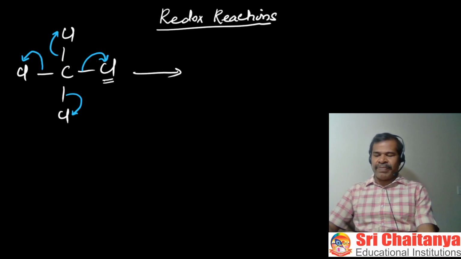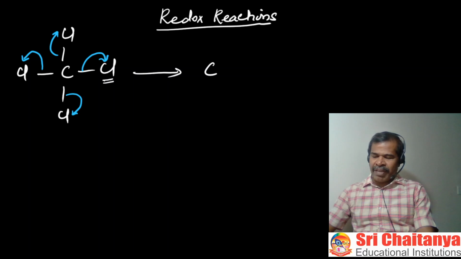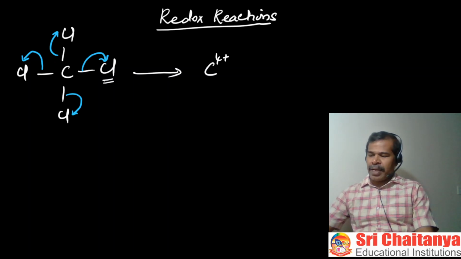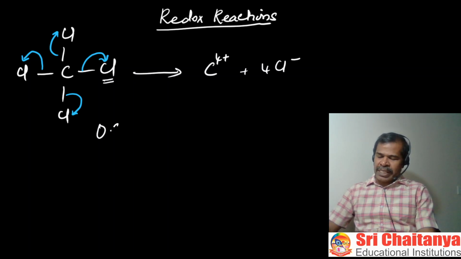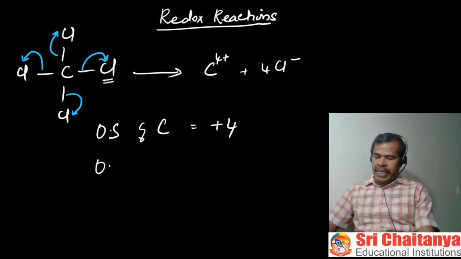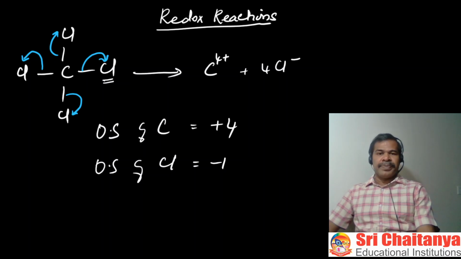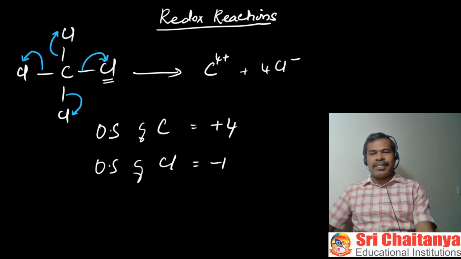So what would be the charge left on carbon now? Carbon is going to be left with one positive charge from each bond, so it is going to have 4 positive charges, and each chlorine is going to be Cl minus. So the oxidation state of carbon in this compound is +4, and the oxidation state of chlorine in this compound is -1. So that is the meaning of oxidation state of an element in a particular compound. And you know the other rules, how to calculate and all.